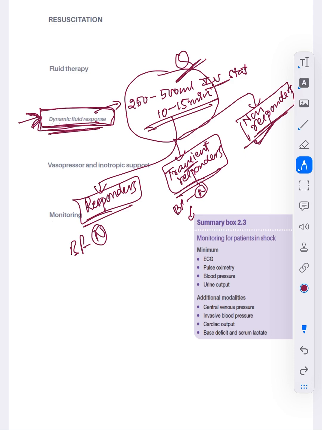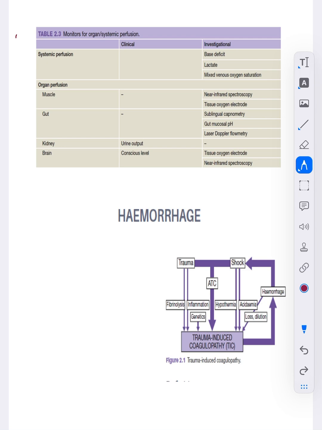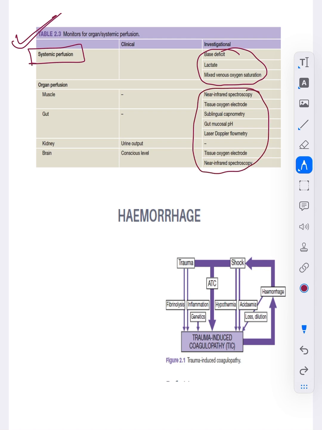This is about the monitoring of patient in case of shock. This is the table that is very important and is asked repeatedly. So what are the parameters that you assess to check systemic perfusion, and what are the parameters that you use to check the organ perfusion? Correct. To assess the systemic perfusion, that is in general to understand if the patient is in shock or not, or if whatever fluids you are giving to the patient is sufficient enough to bring him back from the shock or not, what are the three things that you measure?